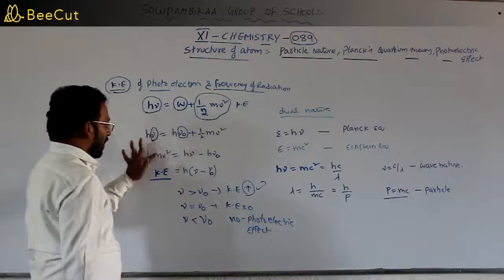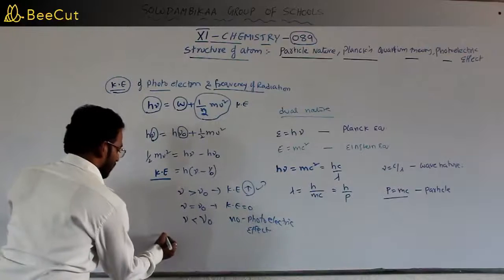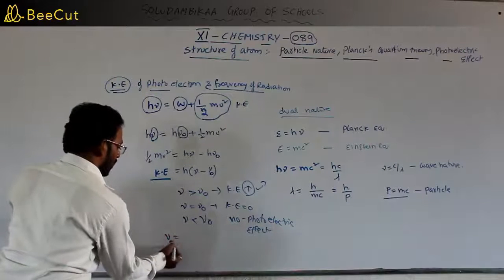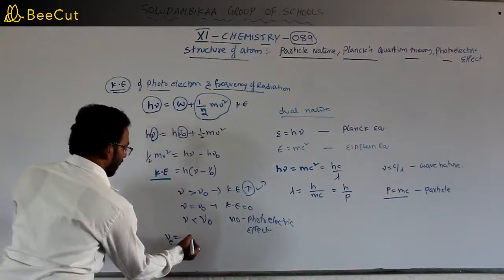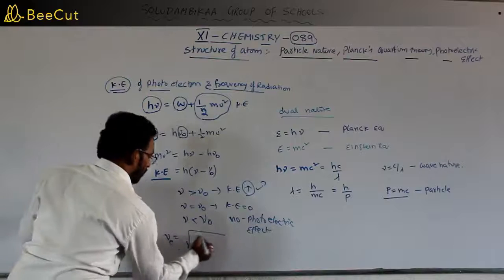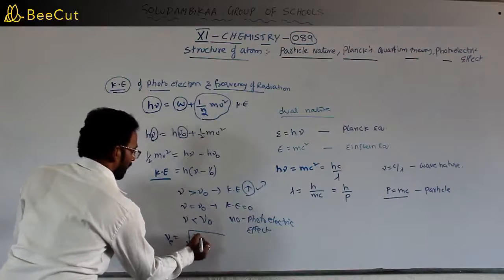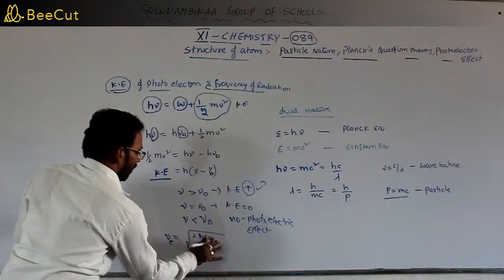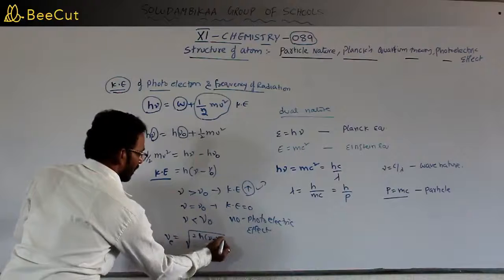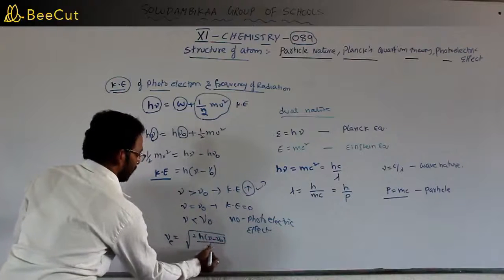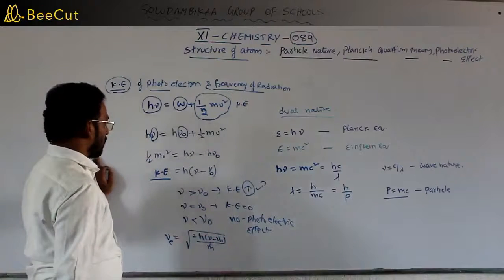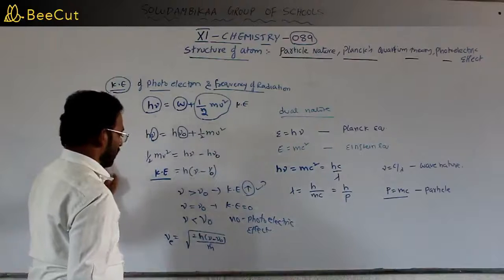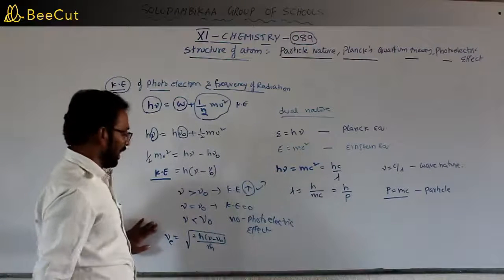So from that, the velocity of the electron also we can get. Velocity of the electron is equal to the square root of 2 into h into nu minus nu naught divided by m. So this is a formula we can substitute here.